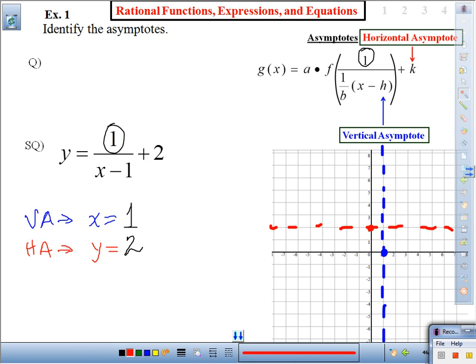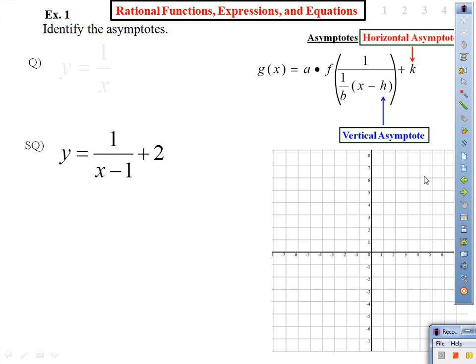Are we there? All right. So, that was an easy one because it's straightforward from there, yeah? Let me show you another one. That is what we call a parent function. This is the original rational function. It doesn't have any transformations or anything. It's just a regular rational equation, 1 over x. However, it does have asymptotes.